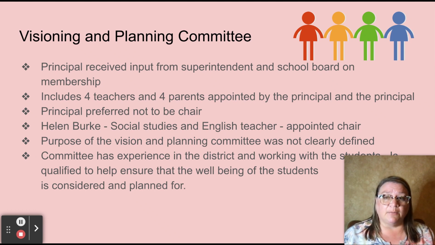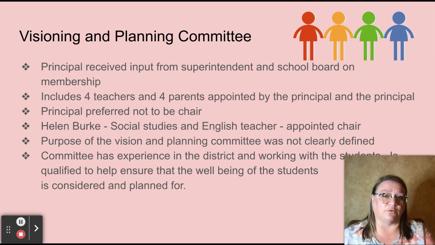The committee appointed Helen Burke, who is a social studies and English teacher, to be the chair of that committee. I noted that the purpose of the Vision and Planning Committee was not real clearly defined. The committee members do have experience in the district and they have experience working with the students, so they are qualified to help ensure that the well being of the students is considered and planned for.